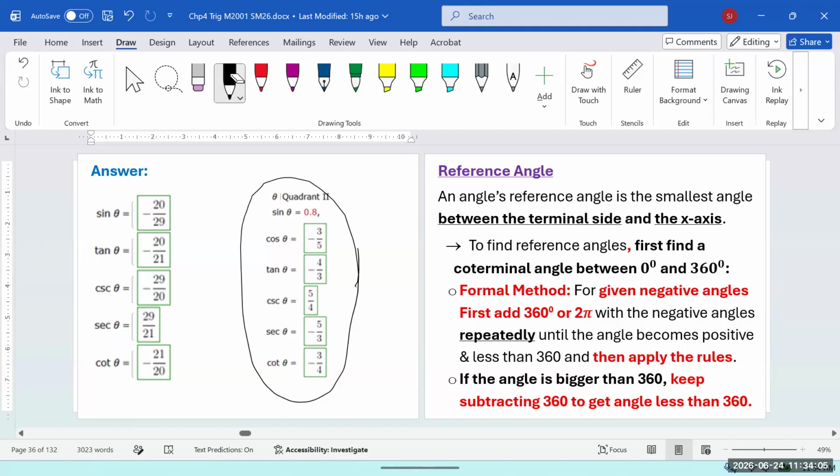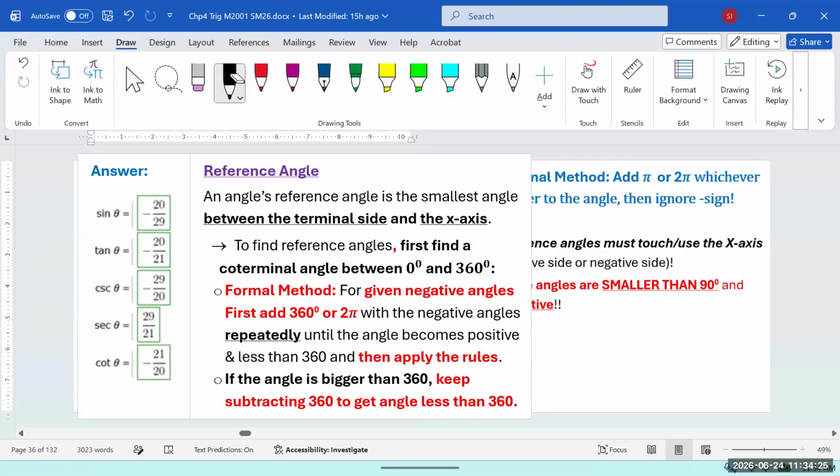Terminal side. It has to touch the terminal side of your given angle. The third condition: it's always positive. And the fourth condition must be what? Less than 90 degrees. So there are 4 conditions to be a reference angle. Now, how do you find a reference angle?